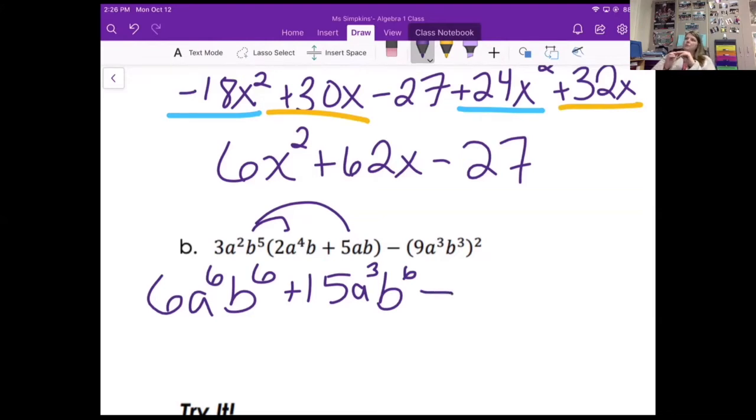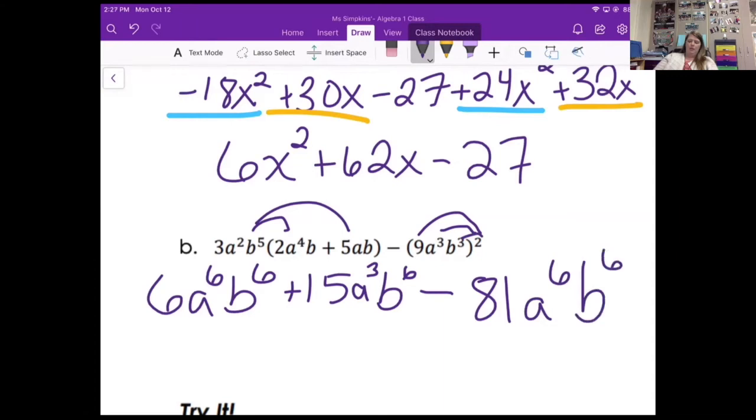Okay, all of that is being squared. So the coefficient 9 squared is 81 because you multiply it by itself if it's a coefficient. For our exponents, we multiply 3 times 2, which would be a to the 6th. And for b, 3 times 2 would be b to the 6th.